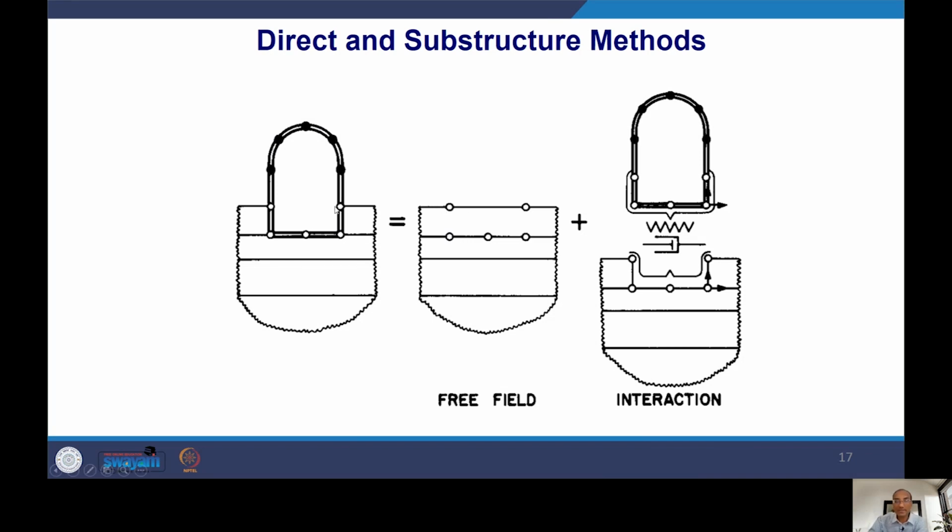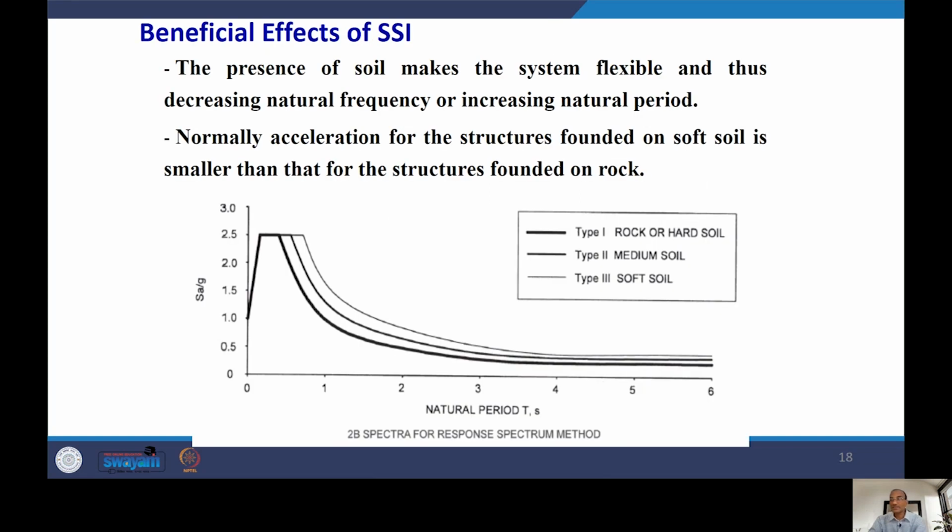So this was the direct method on the left hand side, and on the right hand side you have what is called the substructure method. So now let's discuss the next part of this. What is the beneficial effect of SSI? Now normally your structure might be situated on different types of scenario. It could be situated on rock or hard soil, that is type first. It could be situated on medium soil, type second, and soft soil.